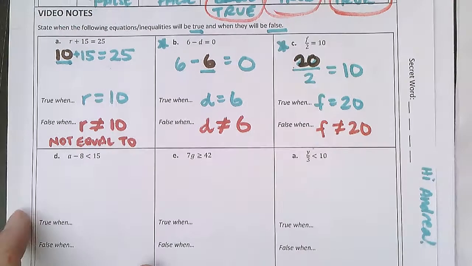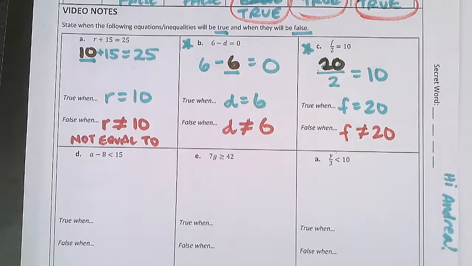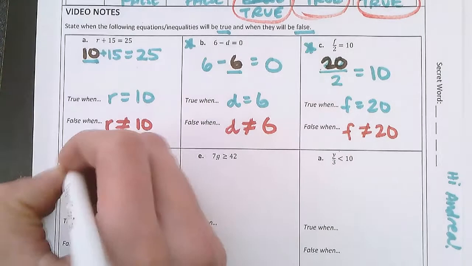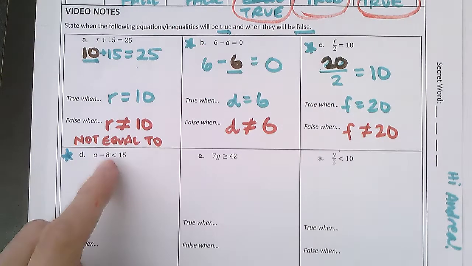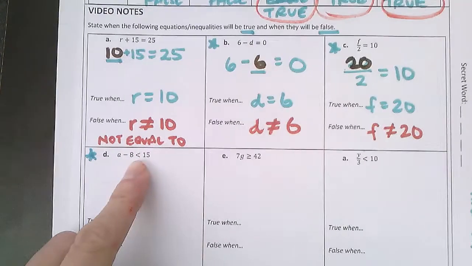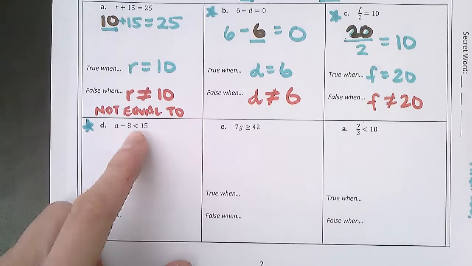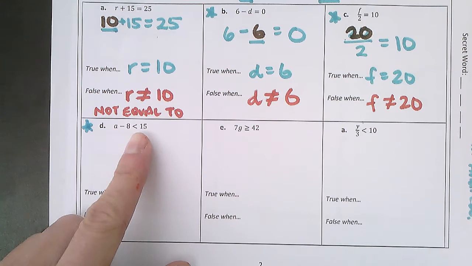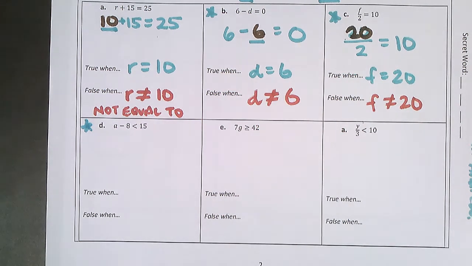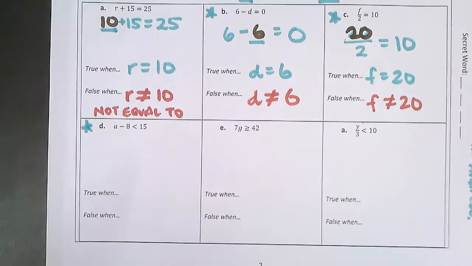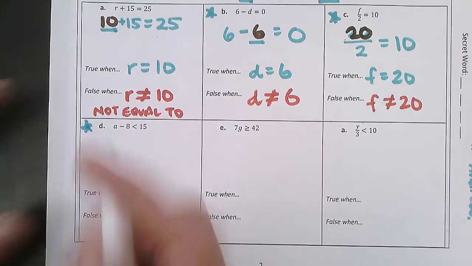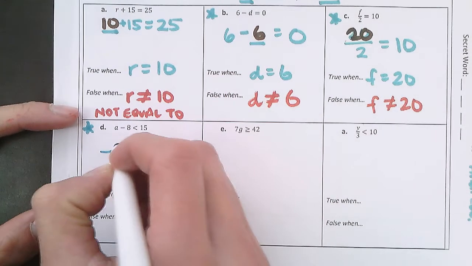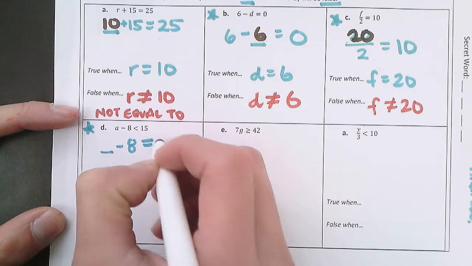And now let's make it a little harder. Let's look at part D now, or number D, right here. So here instead of an equal sign, we have the less than sign. And it's telling us that a minus 8 is less than 15. Now, I think it's easy to solve it by first changing this less than sign to an equal sign, and first thinking to myself, what minus 8 is equal to 15?